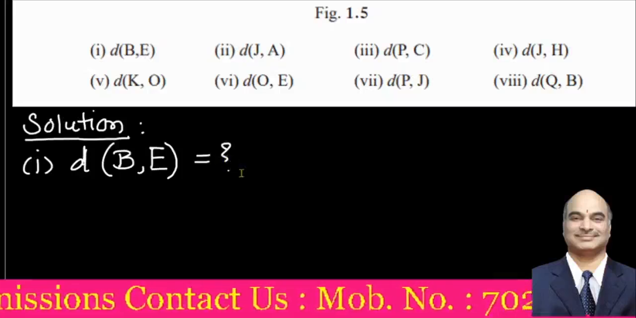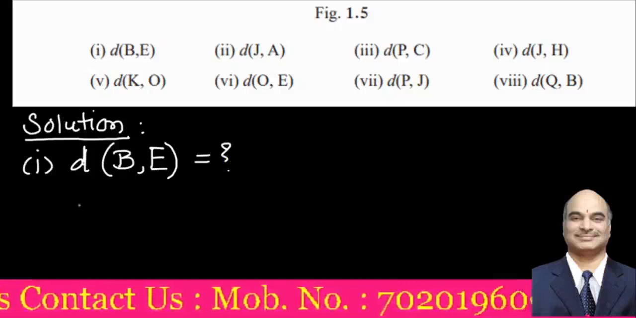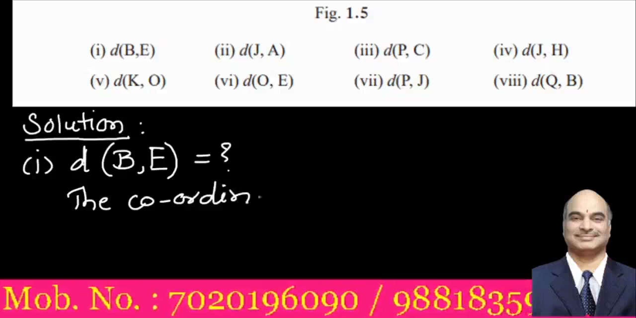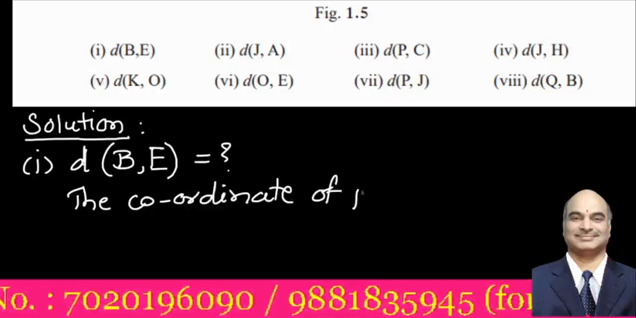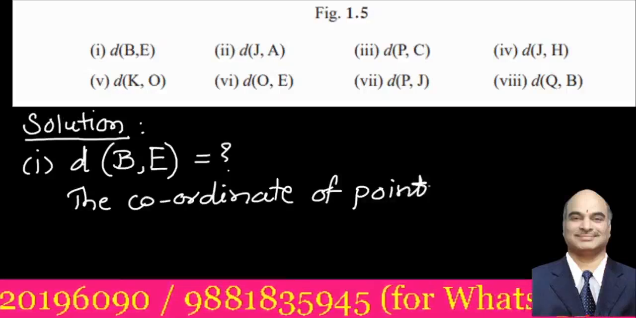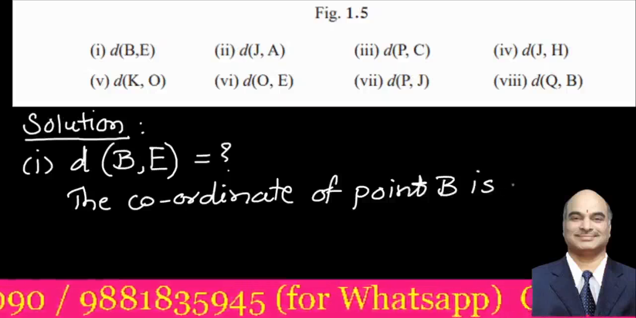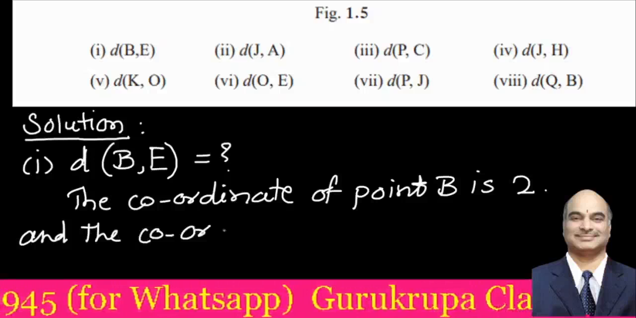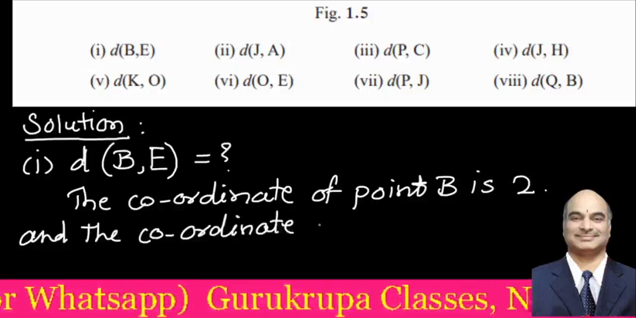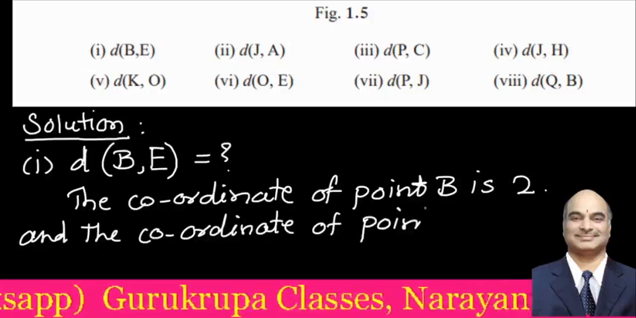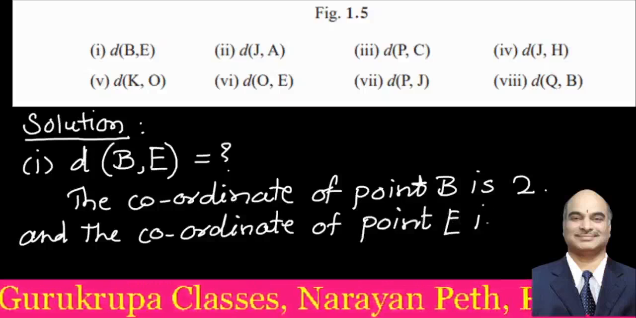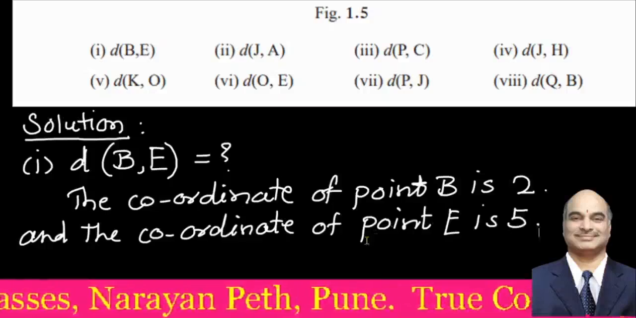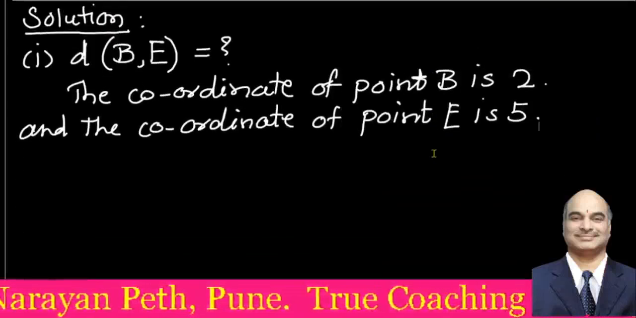Now where is point B? The coordinate of point B is 2, and the coordinate of point E is 5. Okay? Yes. Now 2 and 5.